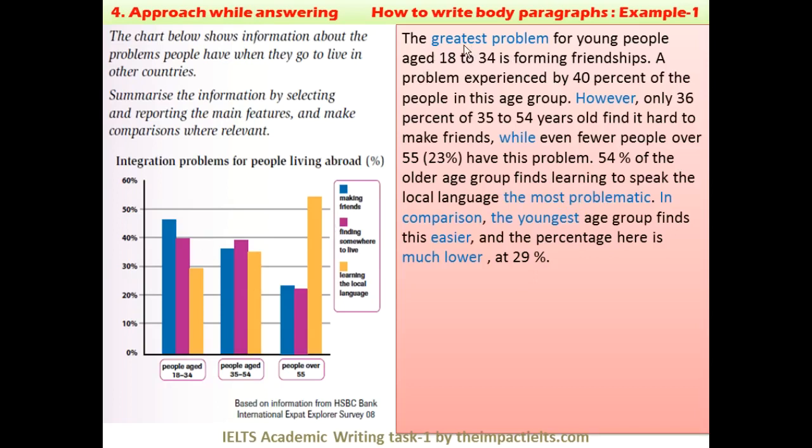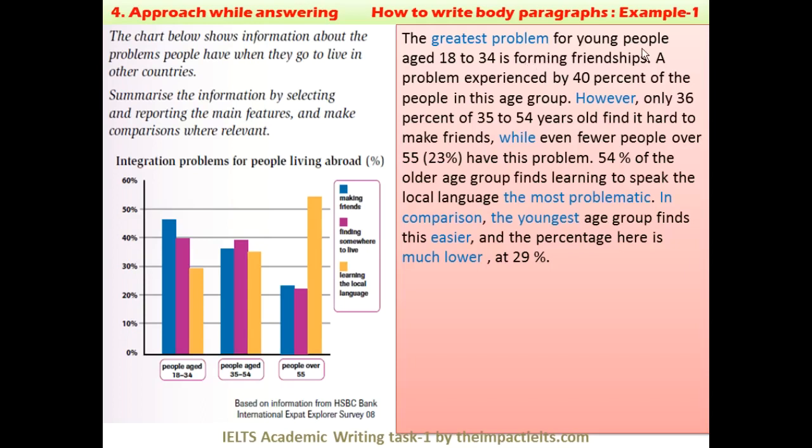So you can see in the beginning the greatest problem, the most problematic, the youngest, much lower, and then we have connectors for CC like however, while. So keep paying attention to these details. These are very important. Although we have dedicated videos in the end, once we finish these 7 passages, 7 writings, then we'll try to look into the details of that, right? So let's start with this one.